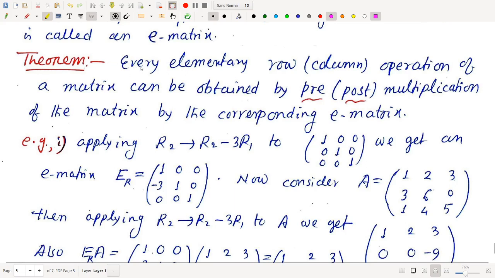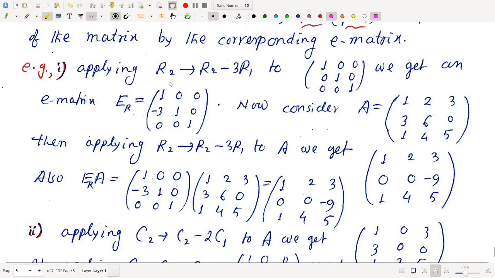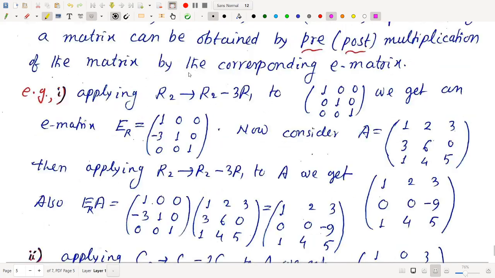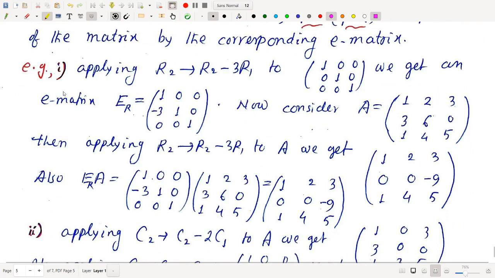Another theorem: every elementary row operation on a matrix can be obtained by pre-multiplication of the matrix by the corresponding E matrix or elementary matrix. Now another statement: every elementary column operation on a matrix can be obtained by post-multiplication of the matrix by the corresponding E matrix. Means if you apply an elementary row operation to a matrix directly, and if you pre-multiply the given matrix by the corresponding elementary matrix, you will get the same effect. That we shall just see as an example, not a formal proof, just justification, verification rather.